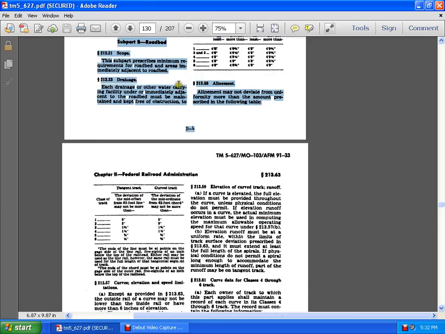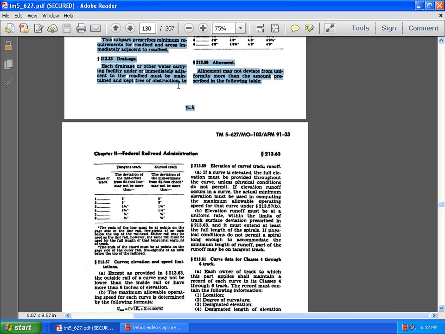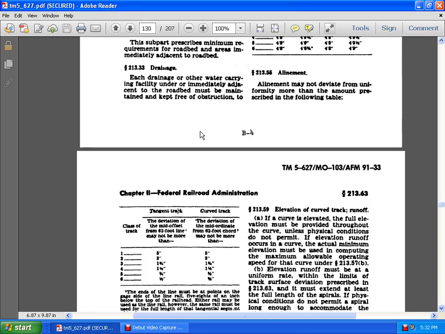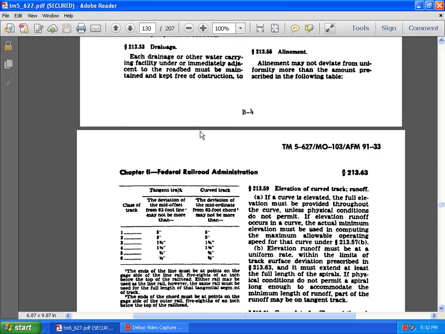Chapter 2, Federal Railroad Administration, tangent. The deviation of the mid-offset from a 62 foot line may not be more than, for class 1, 2, 3, 4, 5 and 6, 5 inches, 3 inches, 1 and 3/4, 1 and 3/8 or 5/8, 1.5. Well, 1 by 1 inch.